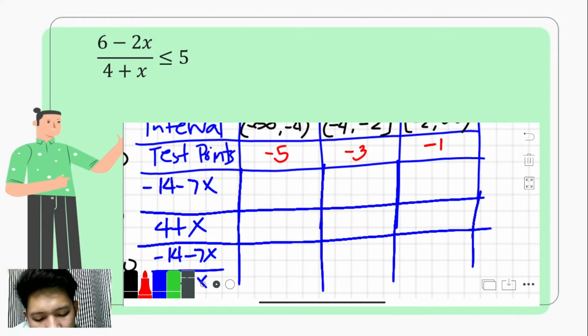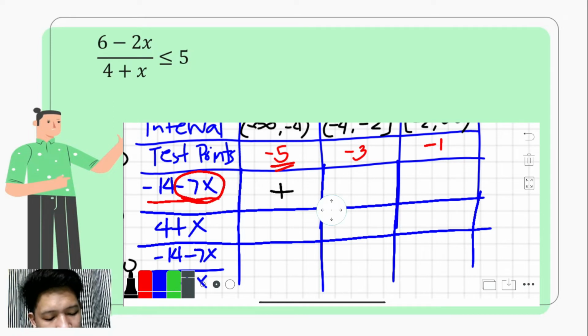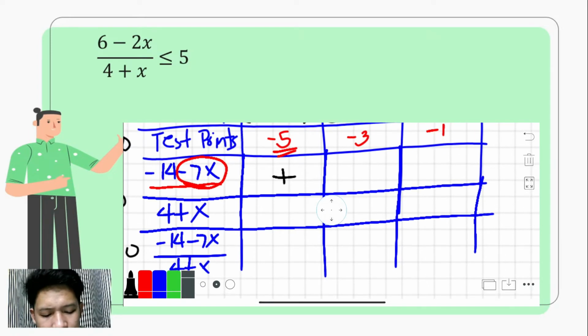So if we substitute negative 5 to x in negative 14 minus 7x, that is negative 14 minus 7 times negative 5. So if we simplify, it is positive 35 plus negative 14, so that would be a positive 21. Okay, and then after that, you can actually use your calculator if you want. Next is that we substitute negative 5 to this one, so that is 4 plus negative 5, so that would be a negative value. Alright, next is positive times negative, that would be negative.